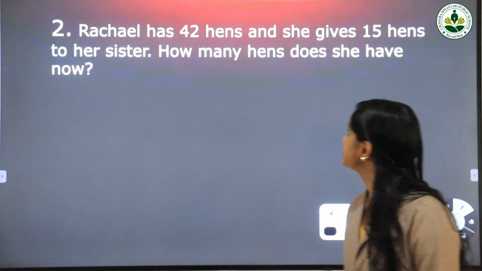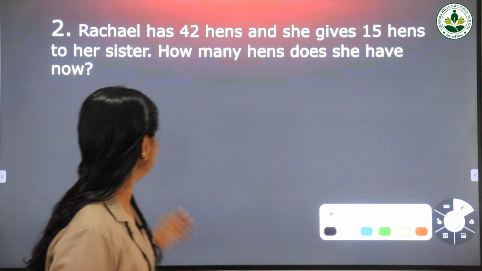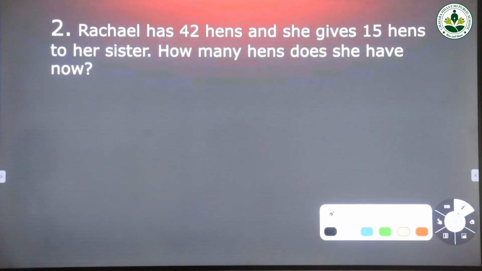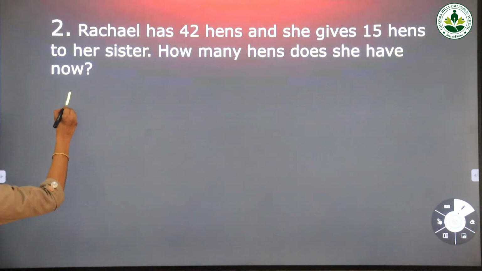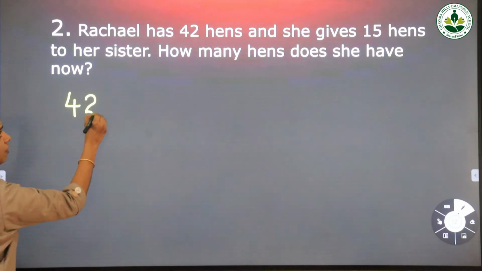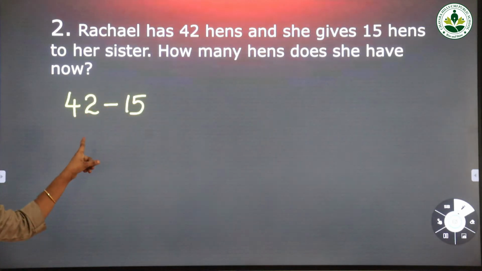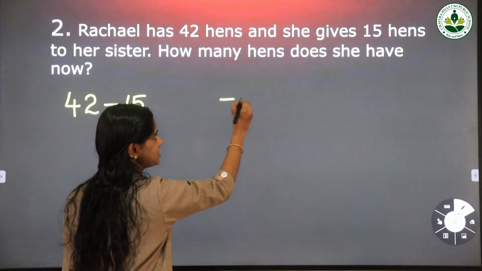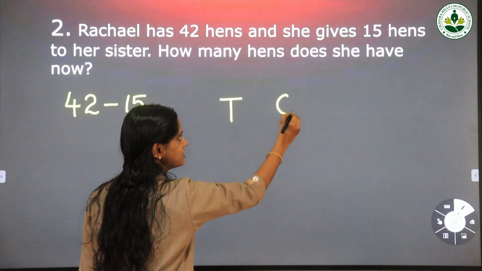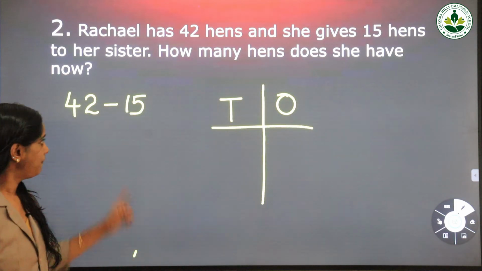For this, we subtract 15 from 42. We have to find how many hens she has now. You have to find the value of 42 minus 15. For this, first we draw the place value chart, with tens column and ones column. Arrange these numbers according to their place value.